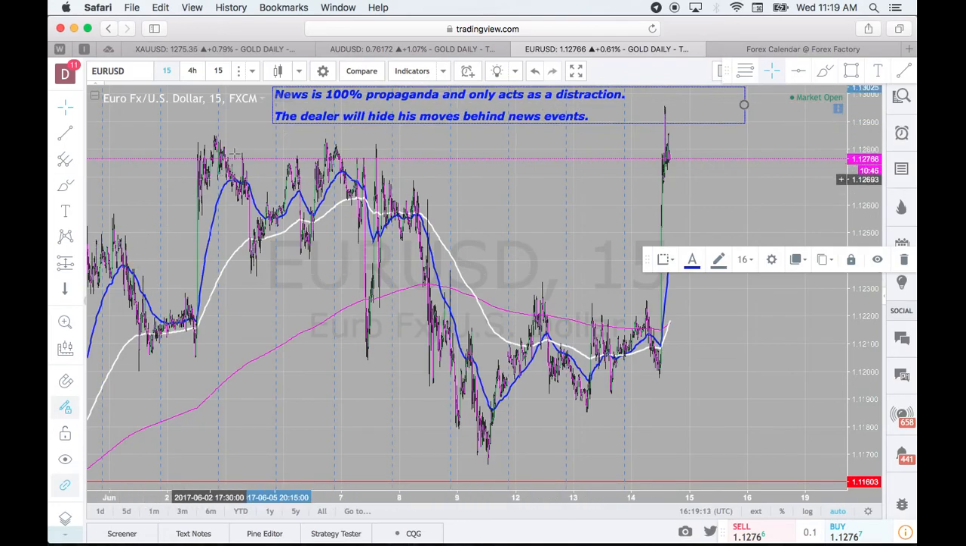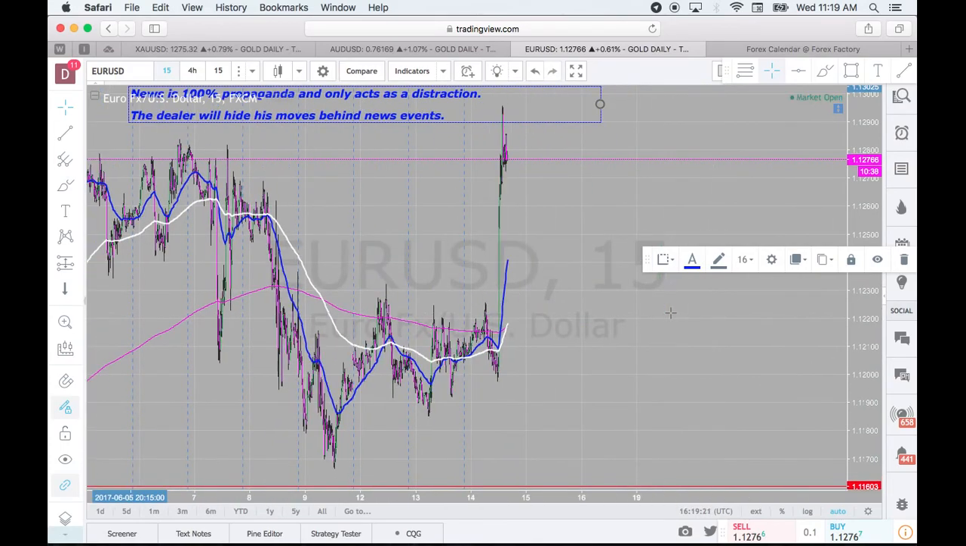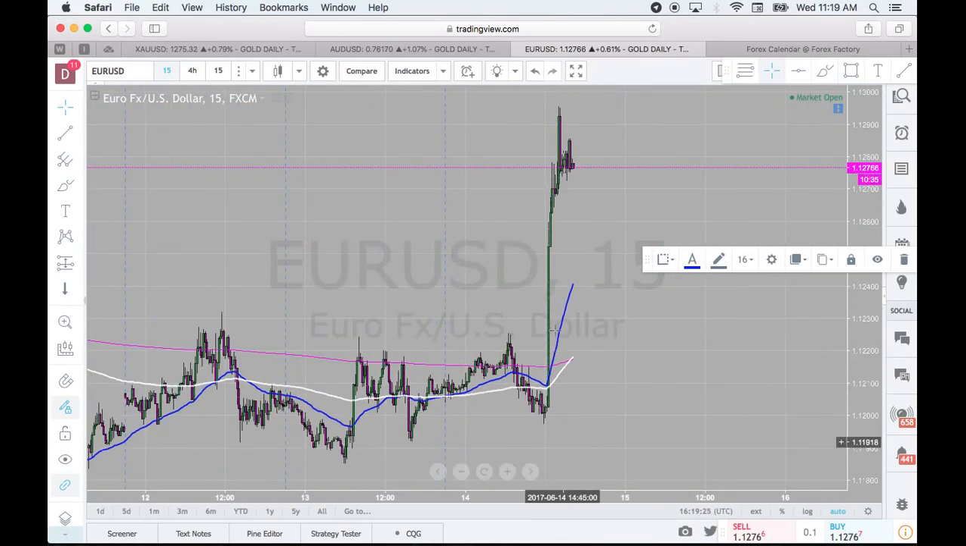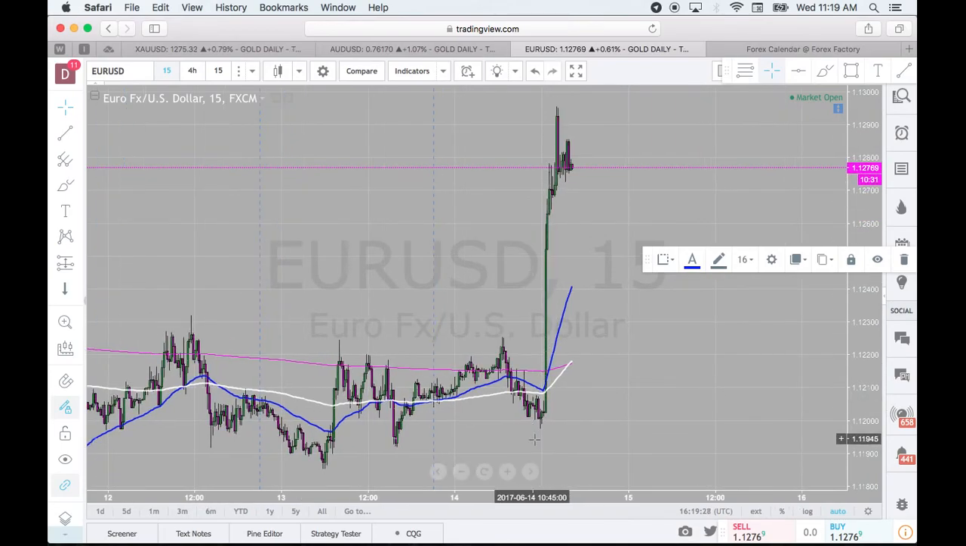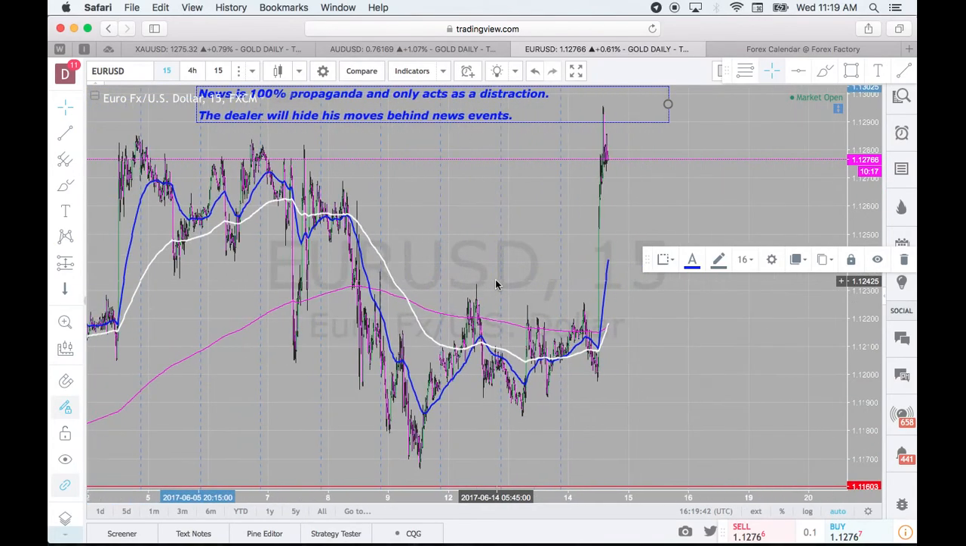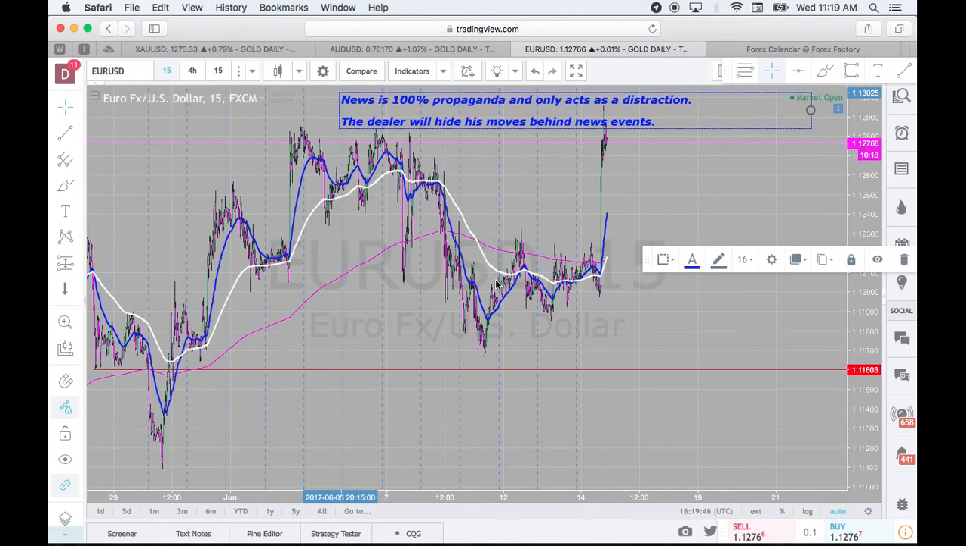So, we know there's a dealer that is manipulating this market, and in order for the dealer to create big moves, move the market like this, like he did today, he has to hide the move behind a news event. Or in other words, he's like a magician, where a magician will get you to look one way while he does something over here to get you distracted from what's really going on.